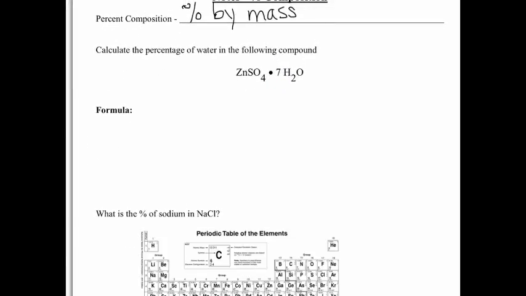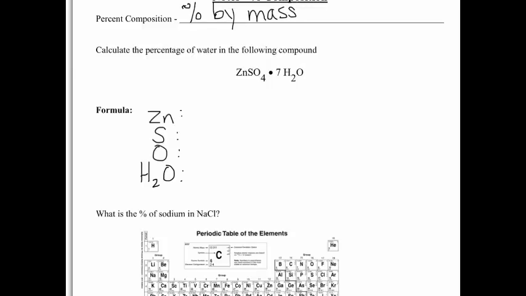So first we need to figure out how many atoms of each of the elements we have. So I'm going to list my elements: zinc, sulfur, and oxygen. And then typically what you would do is add in the oxygens from the water and then pull out hydrogen separately. But I know that I'm going to be calculating the water separately, so I'm also going to calculate that as one thing right here. So now we're just going to multiply how many of each of those atoms we have times its mass.